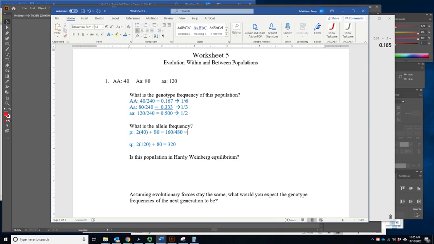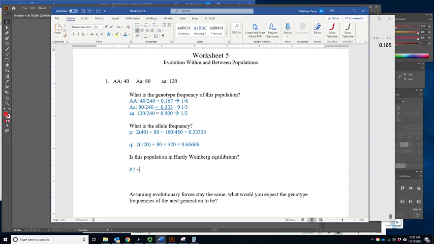And you'll get the same result that we got last time. 1/3, or 0.33333, are big A's, and then 2/3, or 0.66666, are little a's. So we now have our frequencies. Now, to figure if this population is in Hardy-Weinberg, all we need to do is plug it into the equation.